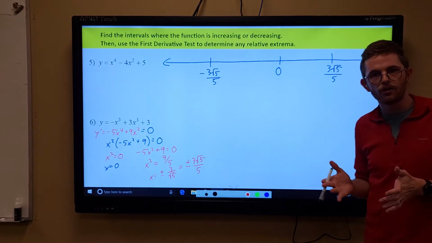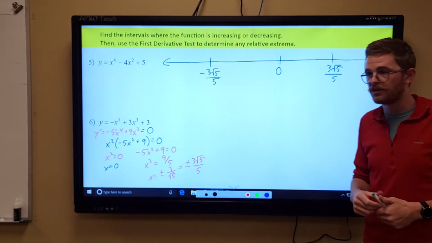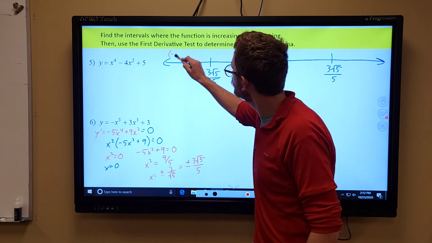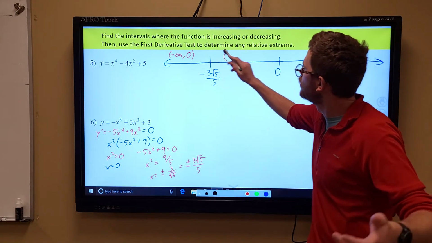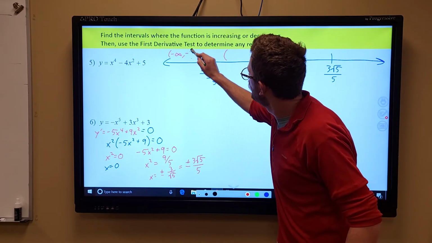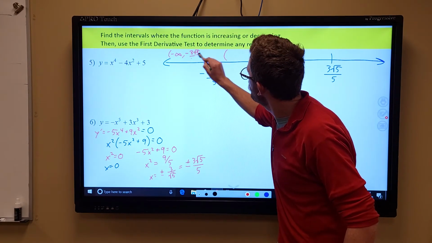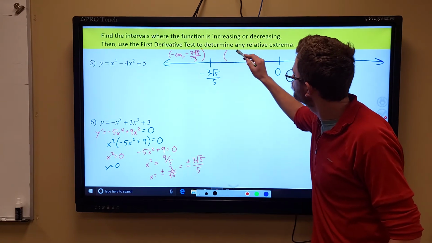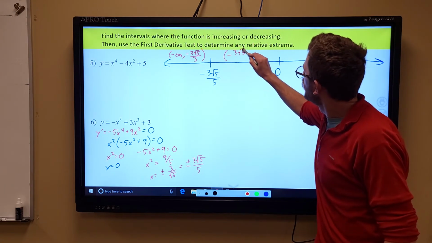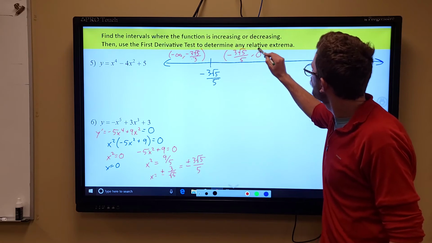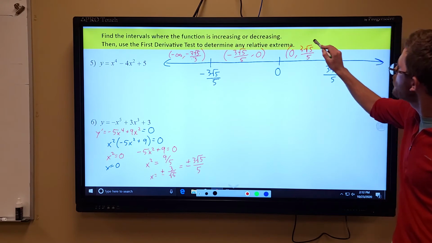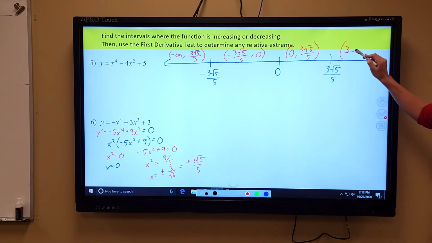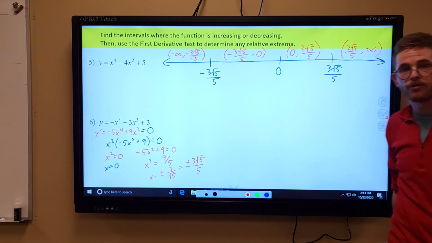Again, looking at the second derivative, what is it telling me? Is my second derivative positive or negative on these intervals? Did I just say second derivative? Is our first derivative positive or negative on these intervals? All right. Okay, now it took me forever to write down those intervals.